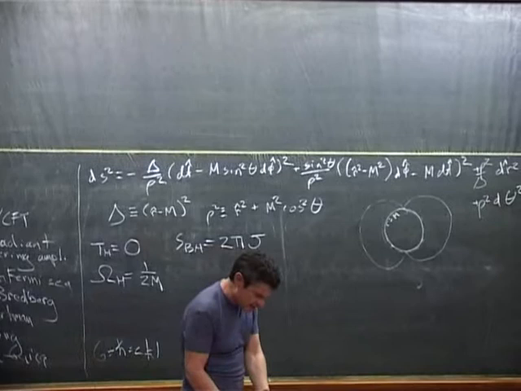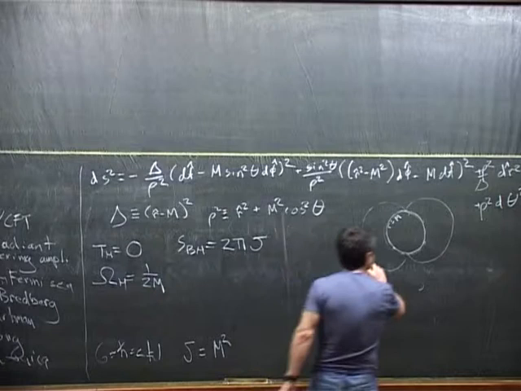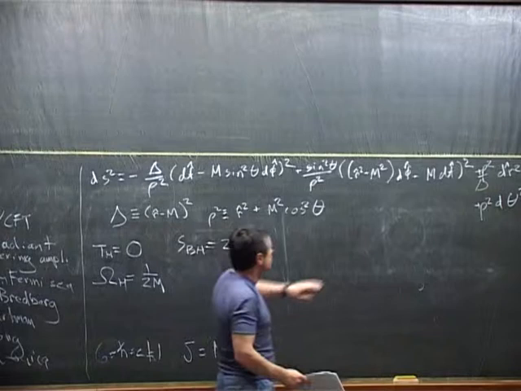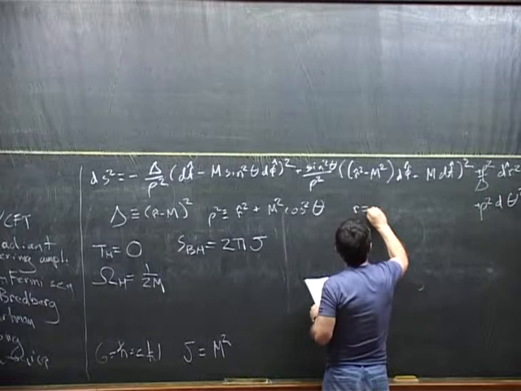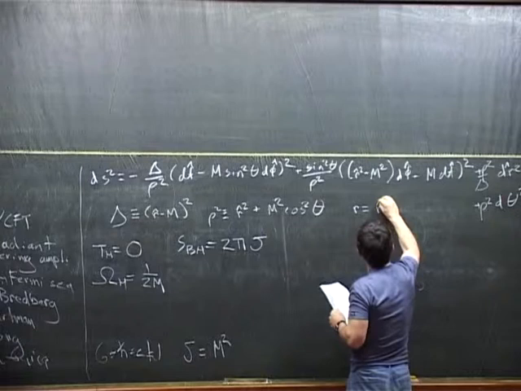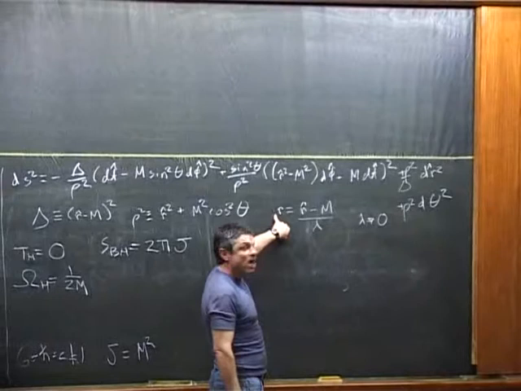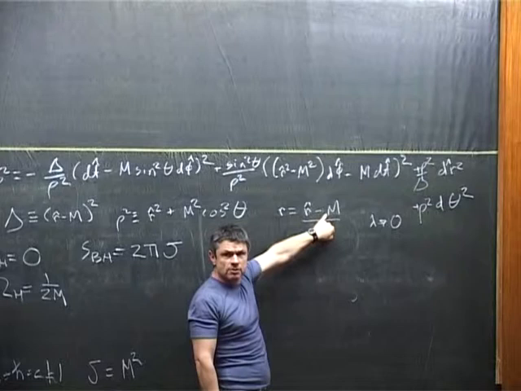What do we want to do? Basically, this near horizon geometry is equally a solution of the Einstein equation, and we're going to get it just by doing a coordinate transformation so that we have a coordinate patch which covers only this near horizon region. What we do is define a new variable r as r hat minus m over lambda, and then we're going to take lambda to zero. If we take lambda to zero, keeping r fixed, that forces r hat to be infinitesimally close to the horizon, which is at m.